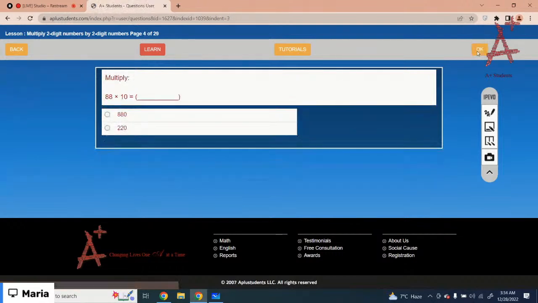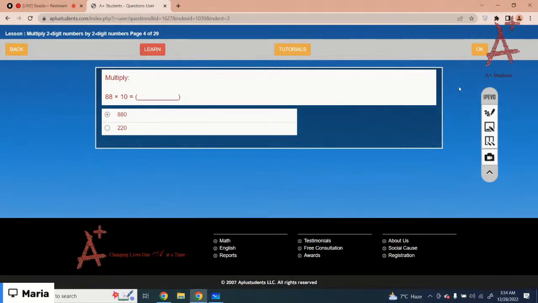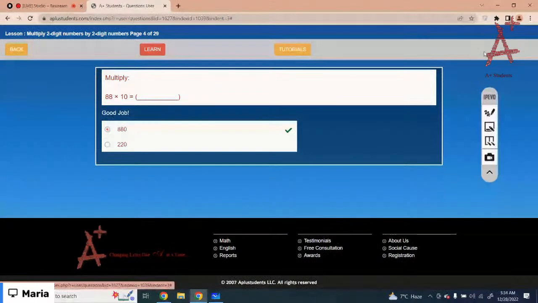Okay, the next one is you have to do 88 times 10. Just multiply the non-zero numbers. They are 88 times 1. So 88 times 1 is 88. You have just one 0 over here, so add a 0 over here. It would be 880. So it is 880. Just select the correct option, then click on the OK button.